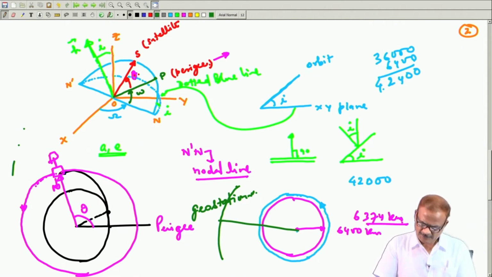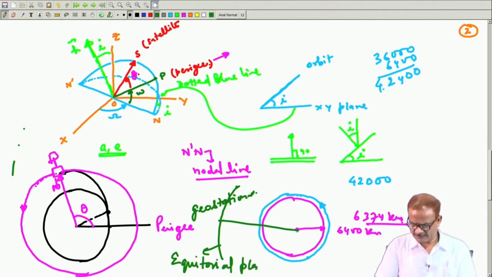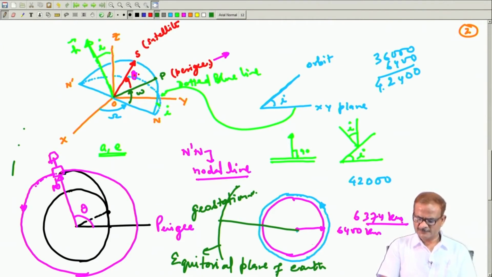And this geostationary orbit, in this case, will be in the equatorial plane of the earth, not in the inertial xy plane. Because the equatorial plane of the earth and the inertial xy plane differ, they are not the same.